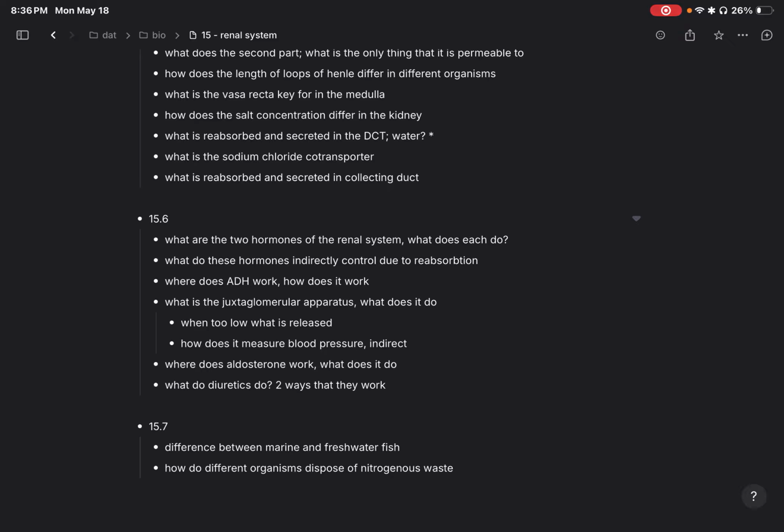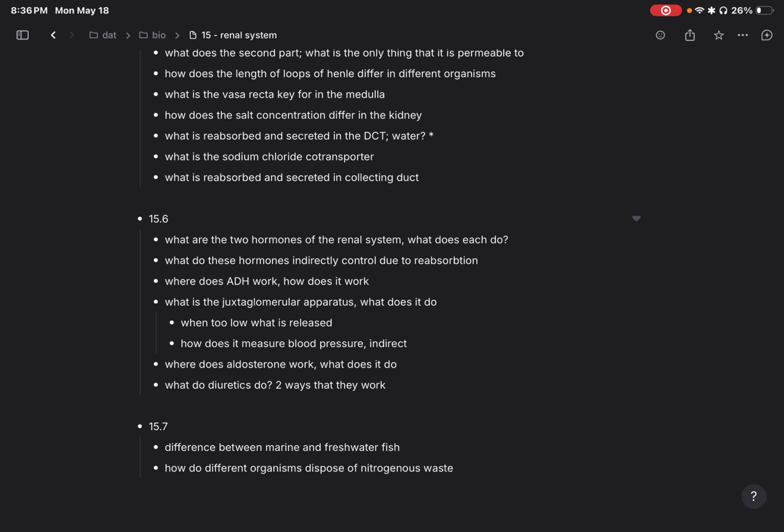It'll secrete K+ and H+. The net result for the filtrate depends on hormone regulation. So this is the one that's controlled by hormone regulation. So it all just depends. Water will follow where the ions go to maintain balance, but it depends on what the hormones are doing.